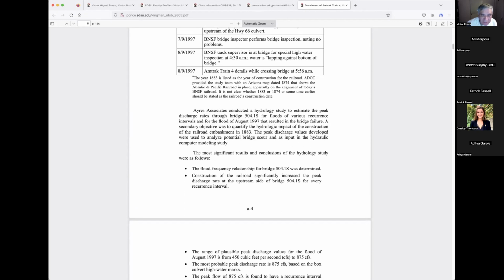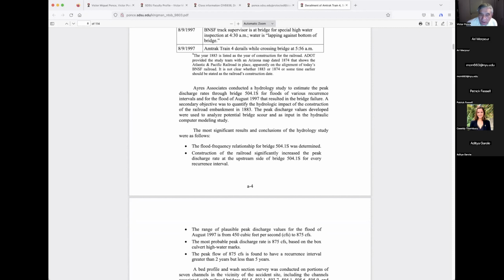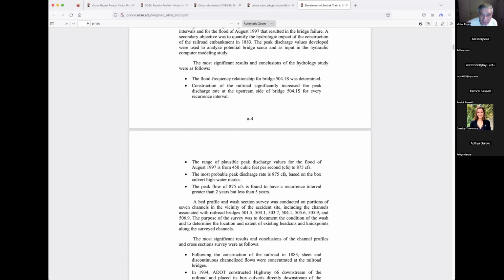Very comprehensive. Flood frequency relationship for bridge 504.1S was determined. Range for plausible peak discharge value for the flood is 450 cubic feet per second to 875. So they even have a range in there. They can't really commit themselves to one value, because like I said, hydrology is fuzzy. I remember I told the people in our class that hydrology is fuzzy. 20, 30% is not inappropriate. And here we got almost 100%, from 450 to 875. They're saying they can't determine the discharge. It varies between 450 and 875.